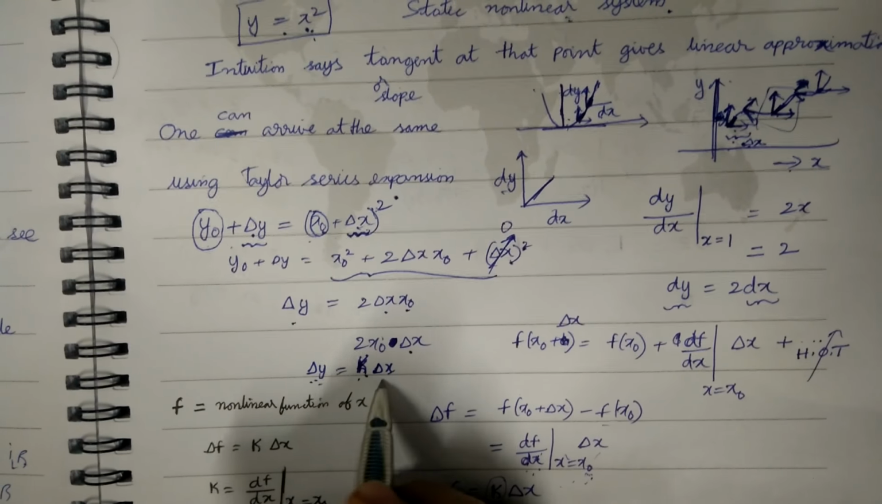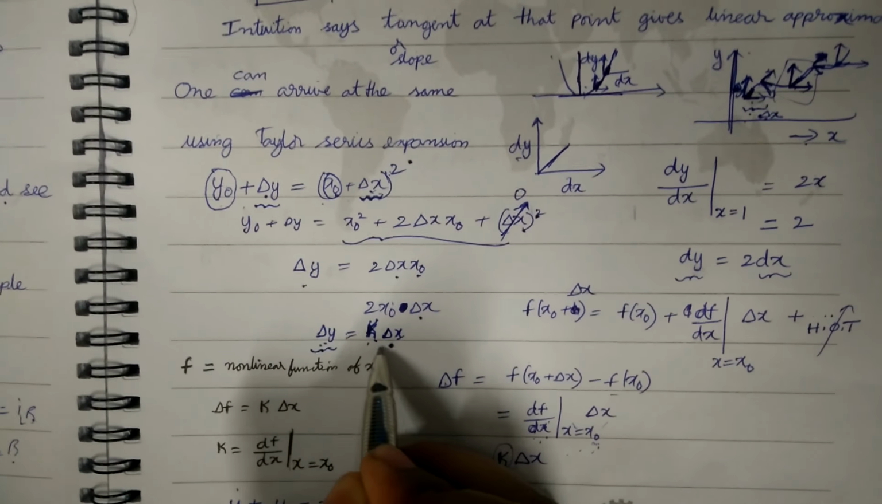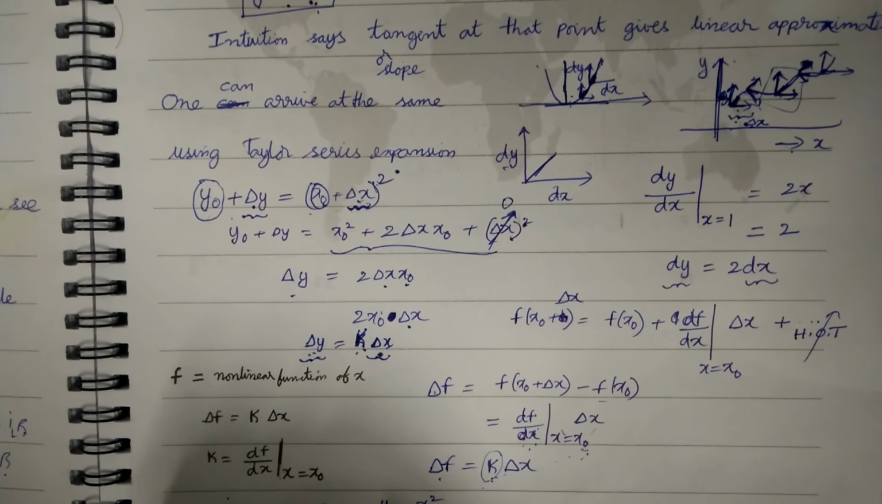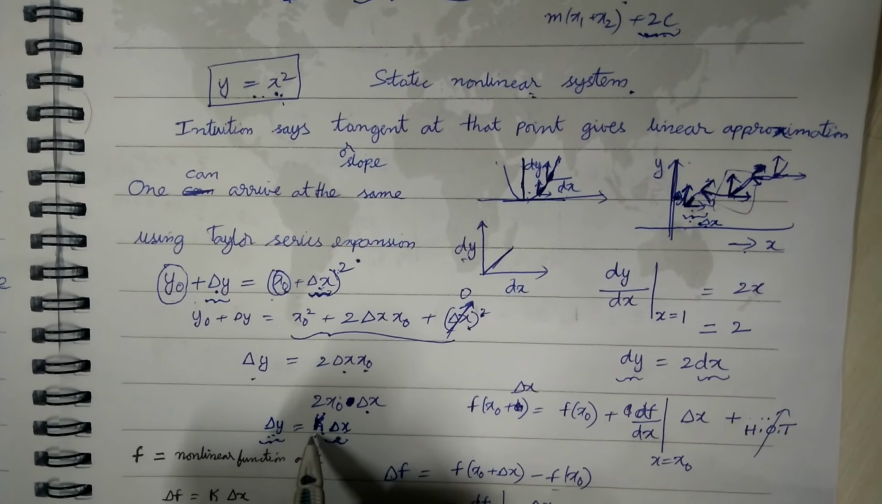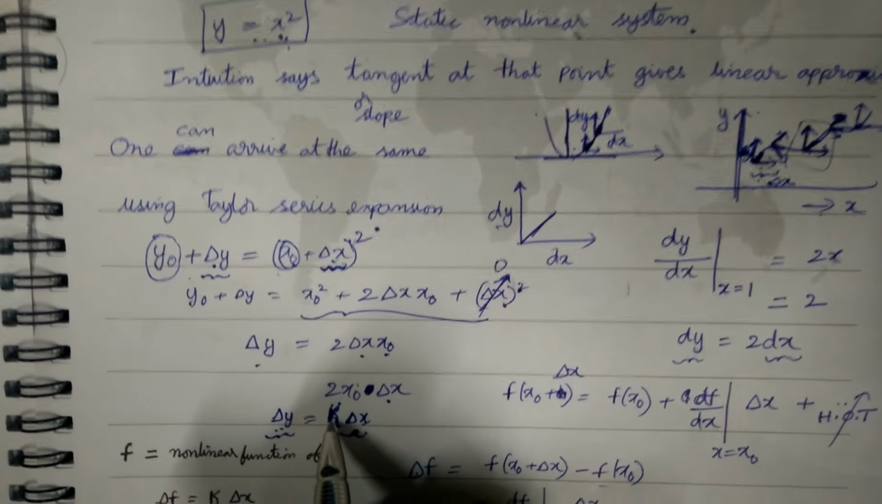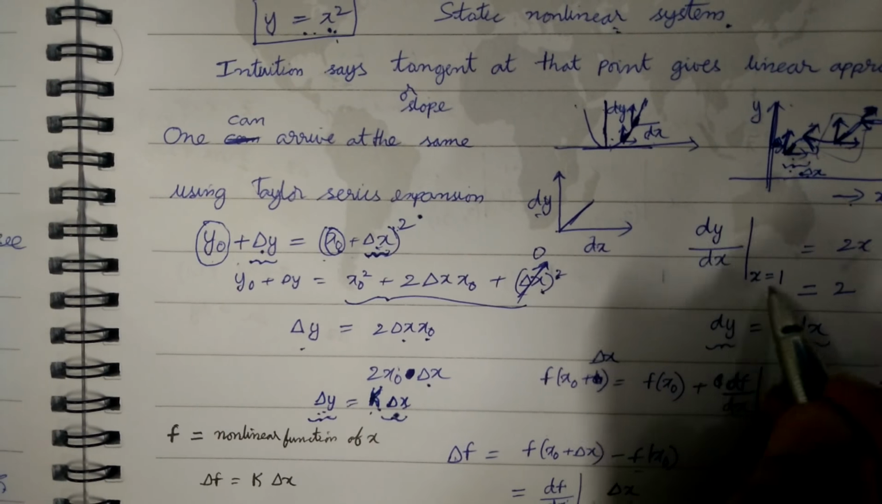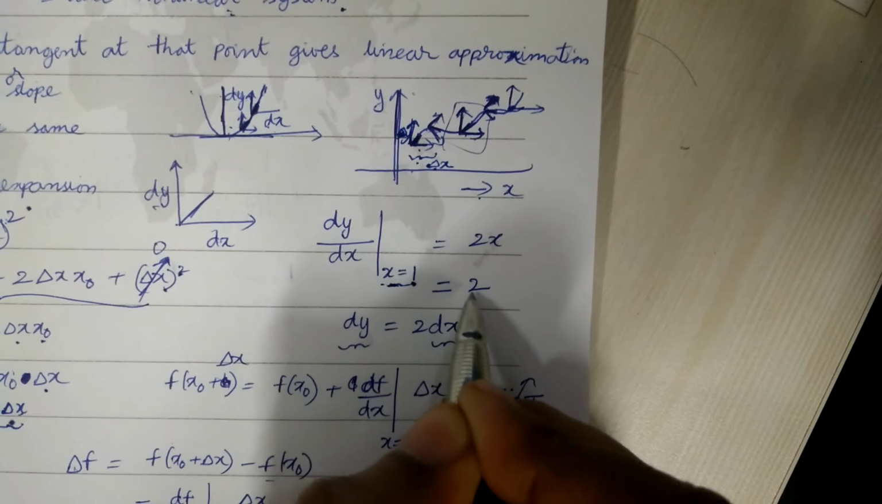This looks in the form of y = mx. But if we see, these are incremental changes. This is for a static system. Now for y = x², we have shown a method to find this constant k. That is, you have to find out the slope at a particular point. Say x = 1, the slope is 2.